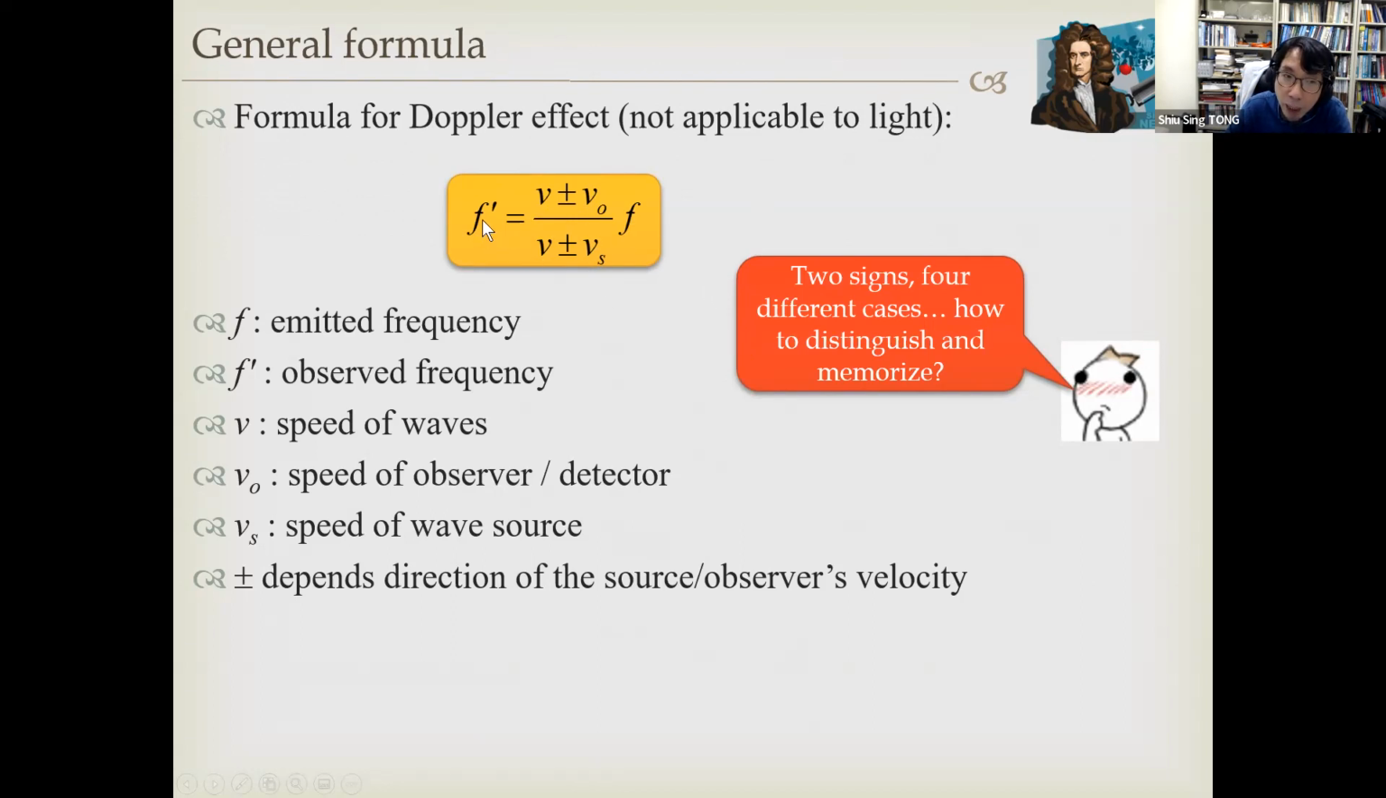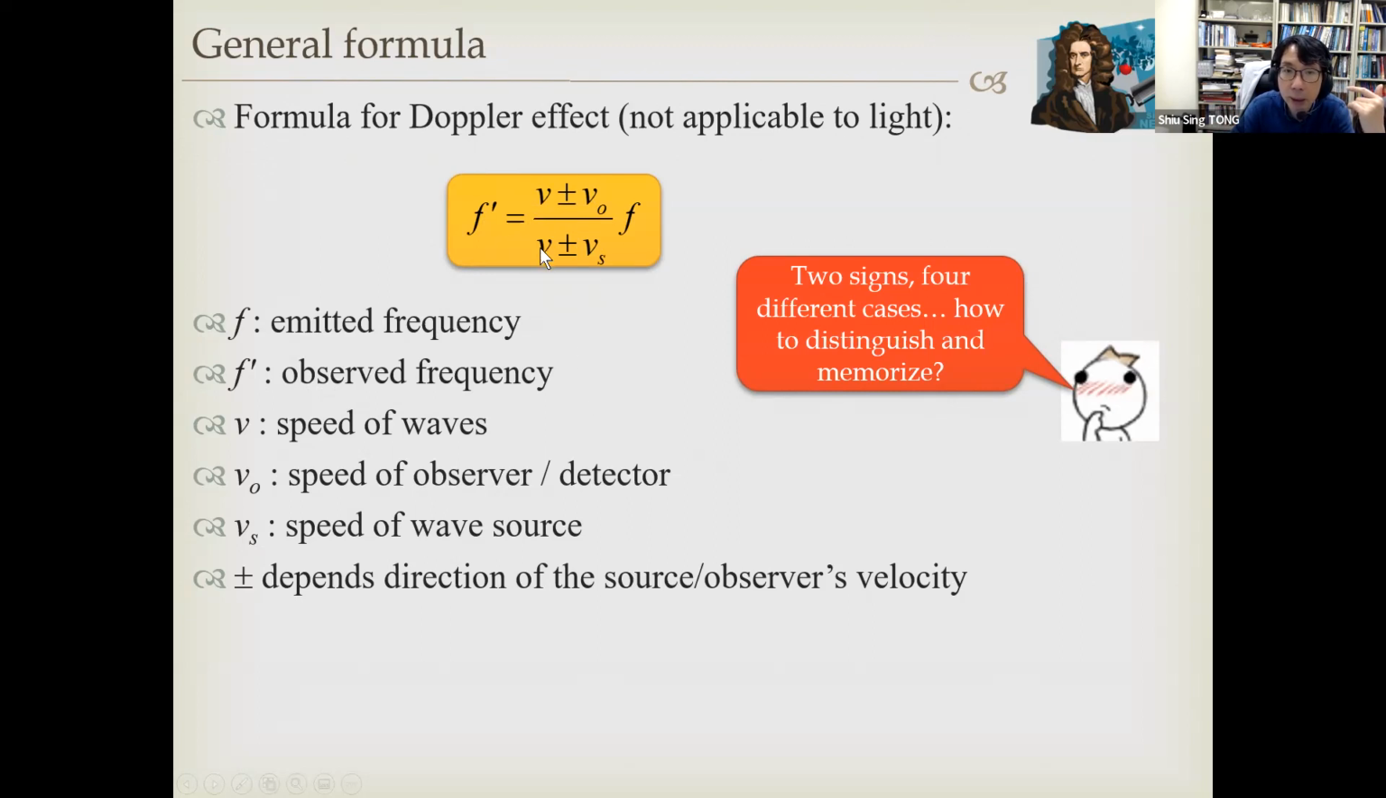Now, F prime is the observed frequency, and F is the emitted frequency. That means if a source emits a sound with frequency F, then if the source is moving or the observer is moving, the observer will observe a frequency F prime. Okay, so there's a difference. The middle one is the factor that causes the difference.